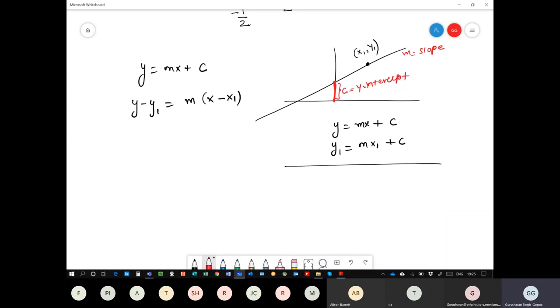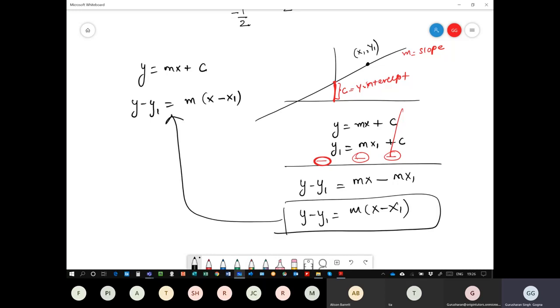If you subtract these two, what will happen? c will cancel, and on the left hand side you will get y minus y1. On the right hand side you will get mx minus mx1, and if you take m common, you will get x minus x1. That's your formula there.